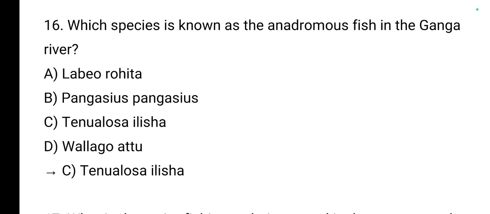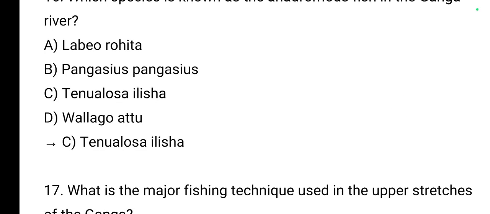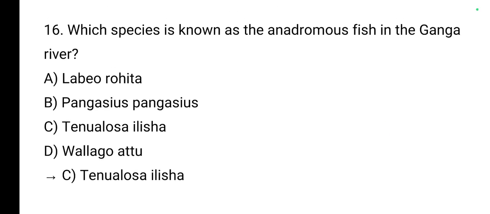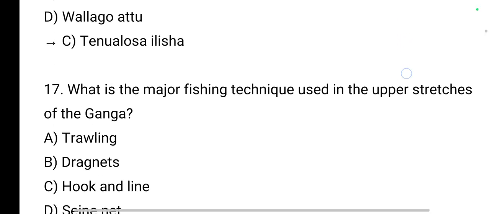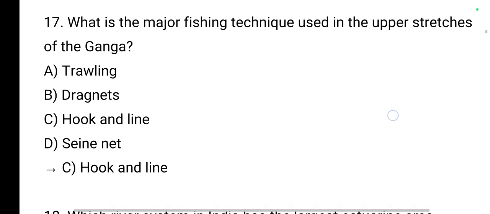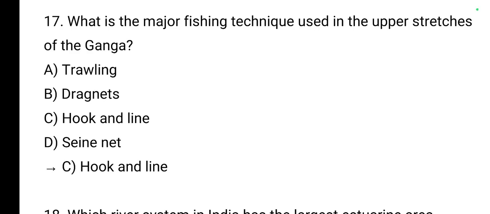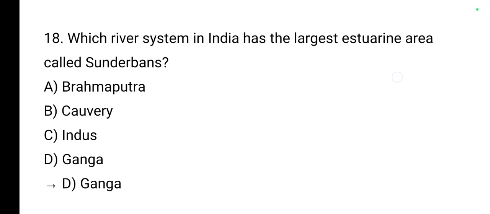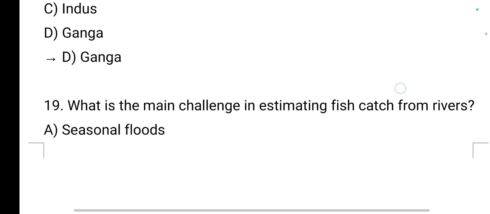Which species is known as anadromous fish in the Ganga river? So it is Hilsa tenualosa ilisha. What is the major fishing technique used in the upper stretches of the Ganga? So it is hook and line. Which river system in India has the largest estuarine area called Sundarbans? So the correct answer will be Ganga.